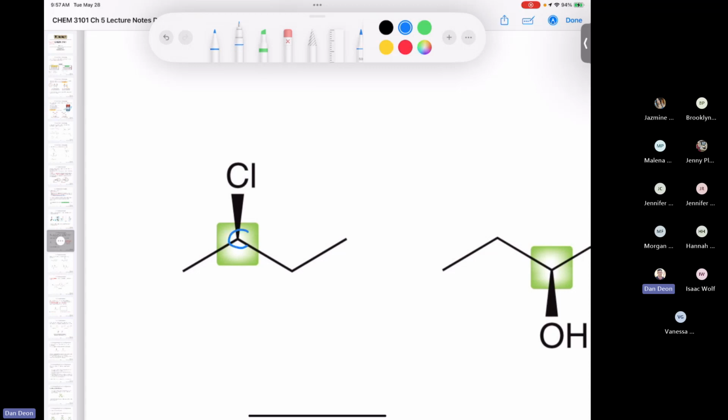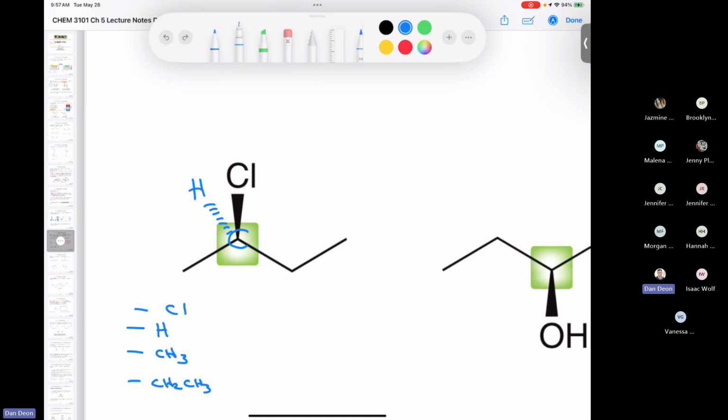So if we look at this carbon here that's highlighted in green, what is it connected to? It's connected to a chlorine, and it's connected to a hydrogen, which isn't shown in the bond line structure. It's also connected to a methyl group, and it's connected to an ethyl group, right? This is an ethyl group here. So is it connected to four different groups?